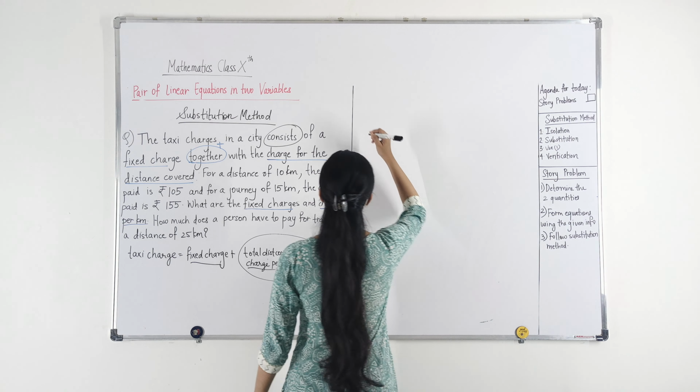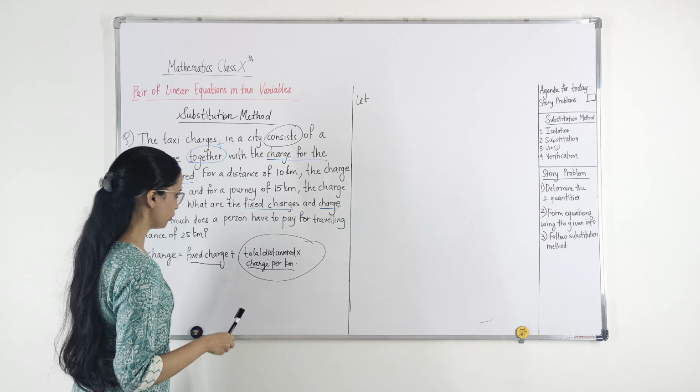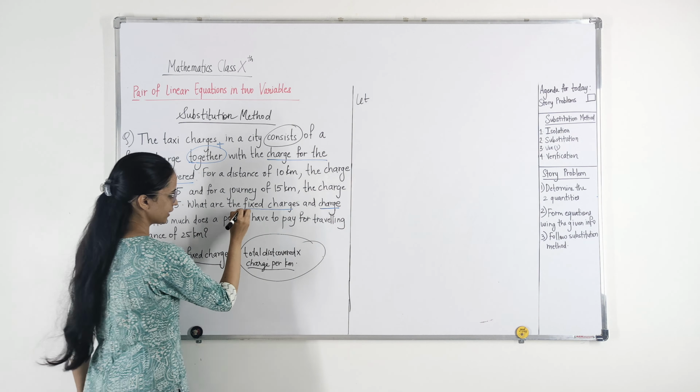So what I'll be doing is taking two variables. Here if you see, I have determined the two quantities which we are supposed to find. One is the fixed charge and the other one is the charge per kilometer. Once I have determined the two quantities which we are supposed to calculate, I will take two variables and assign each variable one quantity. So I'll say let x be the fixed charge and y be the charge per kilometer.